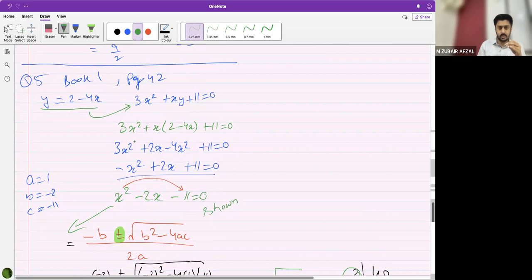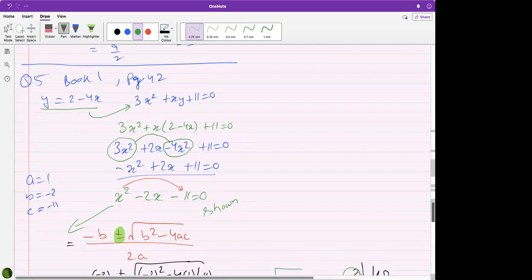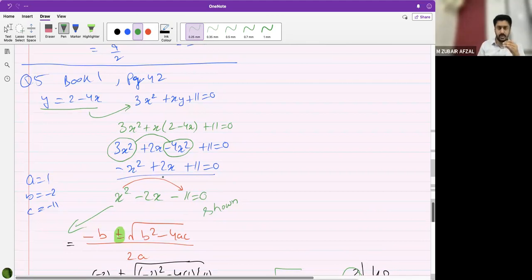3x. Okay, look at this. 3x squared, negative 4x squared. I've simplified these two. Oh, okay. So I get minus x squared. Okay, you are always welcome. You can stop me right there. You don't have to wait for me to complete this. Okay.